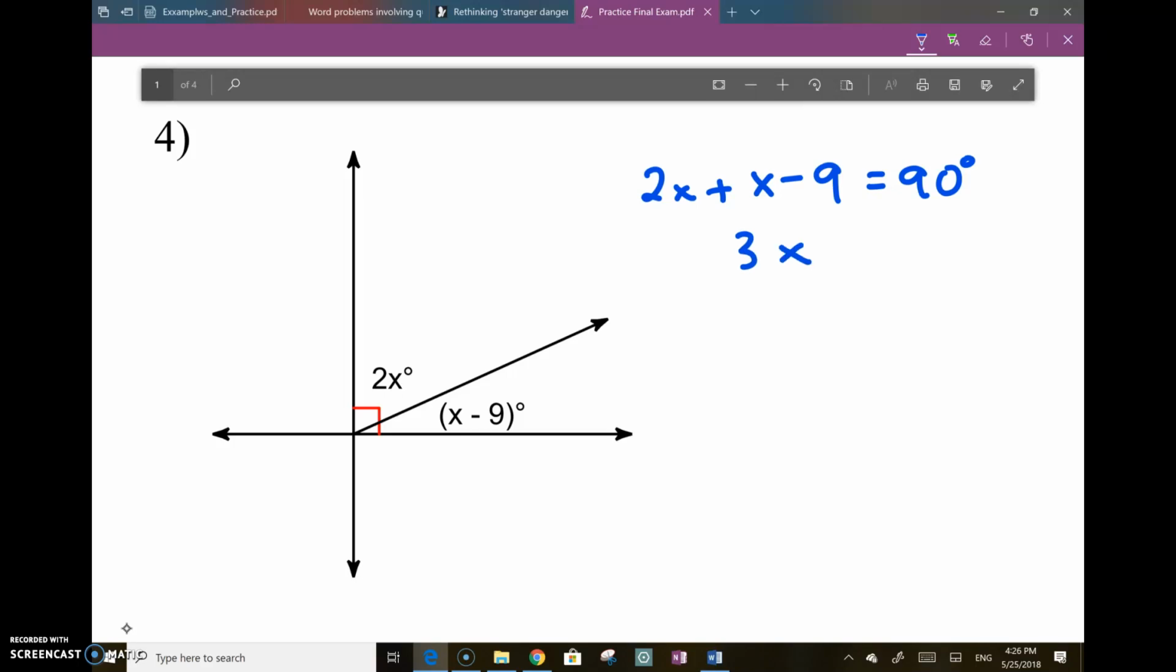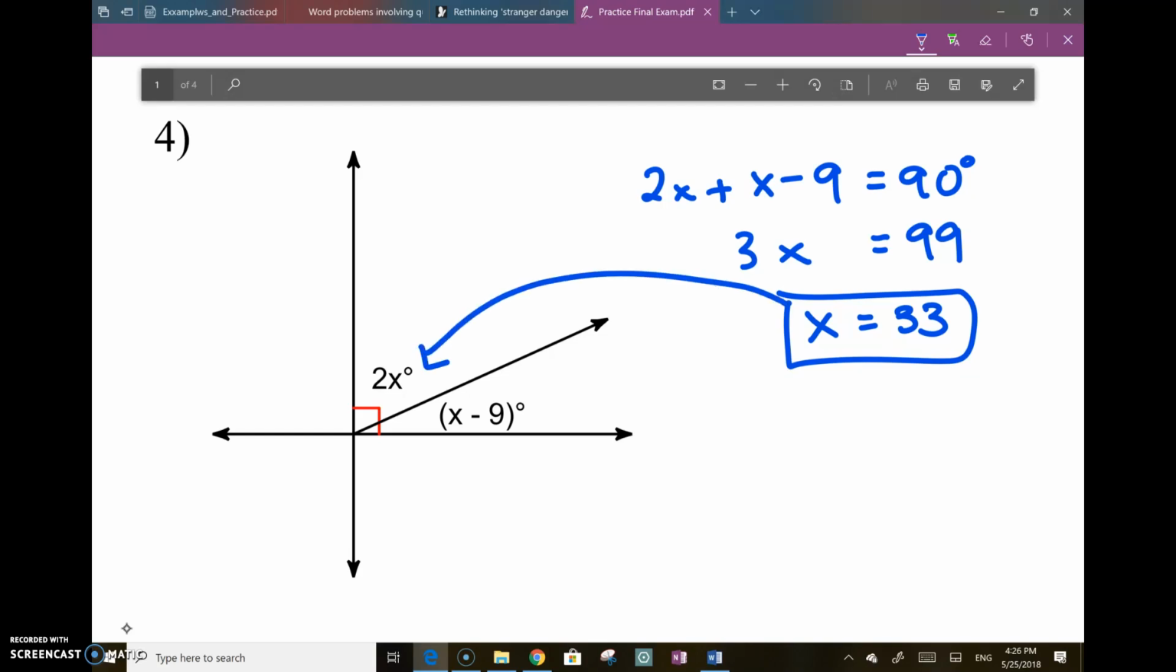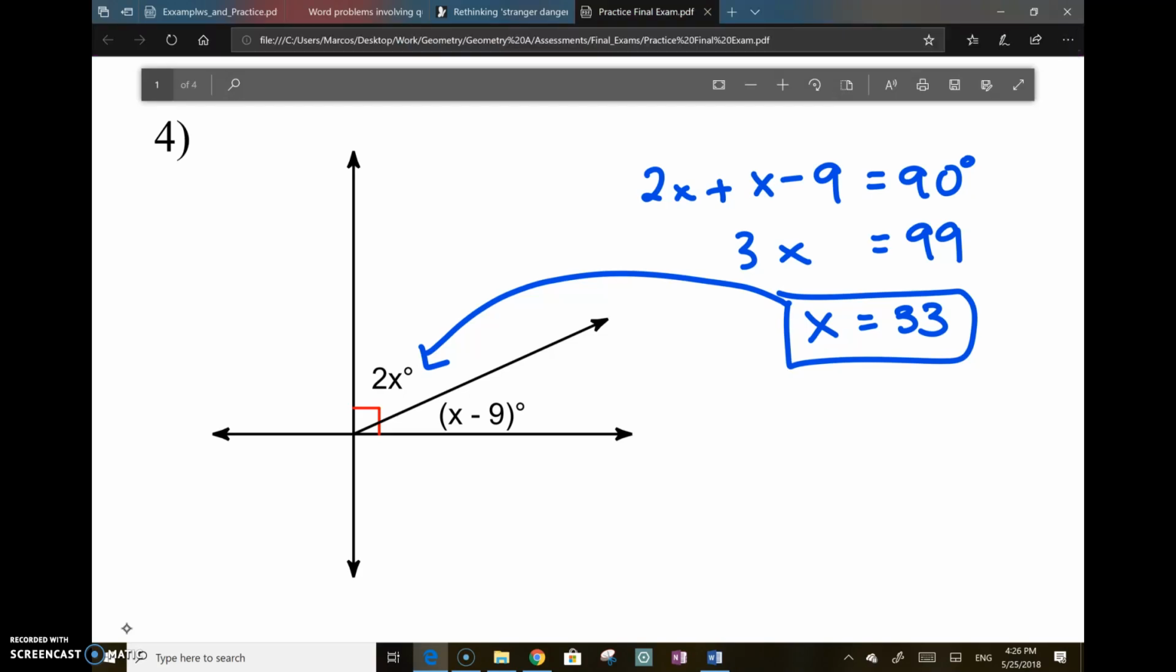So 3x here, if you move the 9 to the other side, you get 99, and that means that x is 33. Okay? Once again, it's just the value of x. To find out what the value of the angle is, you plug in the 33 and do the math. Okay, on to the next.